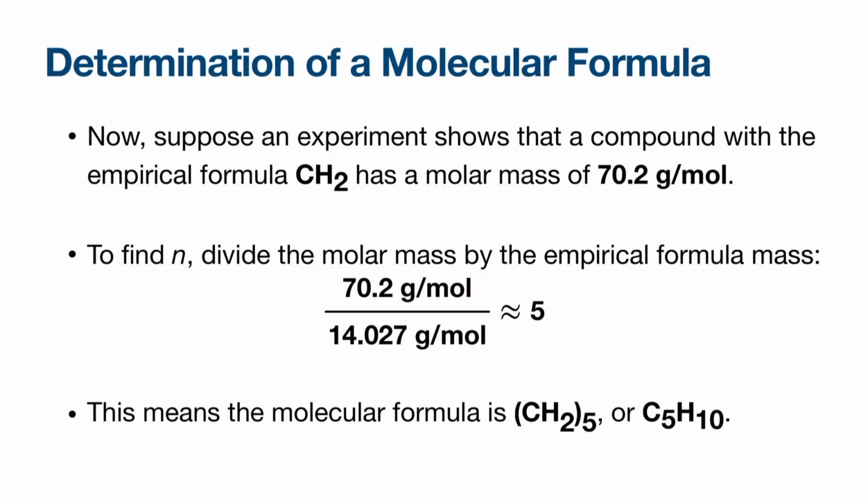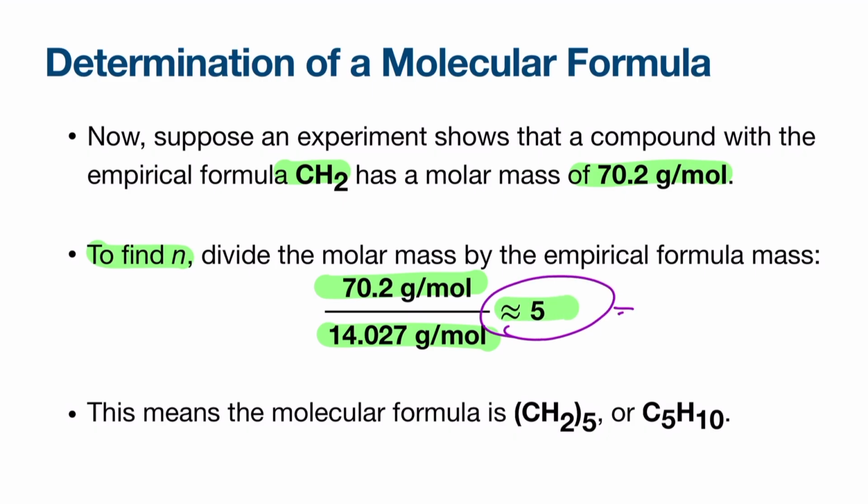Now let's reverse what we did from the previous slide. This time, we are given the empirical formula CH2, and the experimentally determined molar mass of the compound is 70.2 grams per mole. And for us to find the value of n, we determine how many empirical formula units fit into the molar mass of the compound. And we can do that by dividing the molar mass, which is 70.2 grams per mole, by the empirical formula mass, which is 14.027 grams per mole.